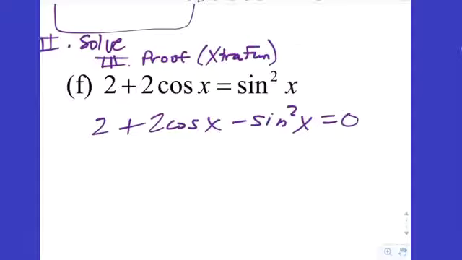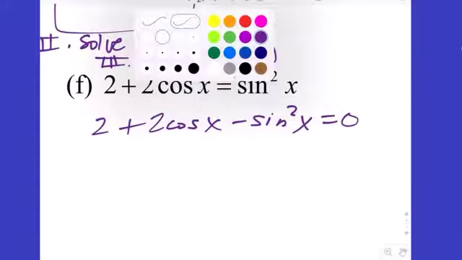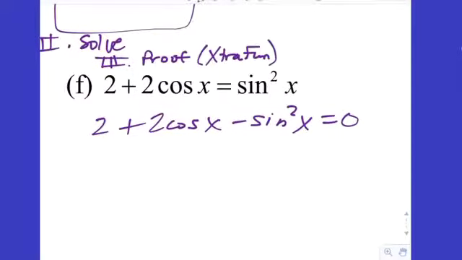Nope, because we have it in terms of cosine and sine. That's not good. If they're both cosine or both sine, it would work. So we need to try and get it in terms of either sine or cosine. Well, it's going to be hard to turn a cosine into a sine with an identity, but it wouldn't be very hard to turn a sine squared into a cosine squared.